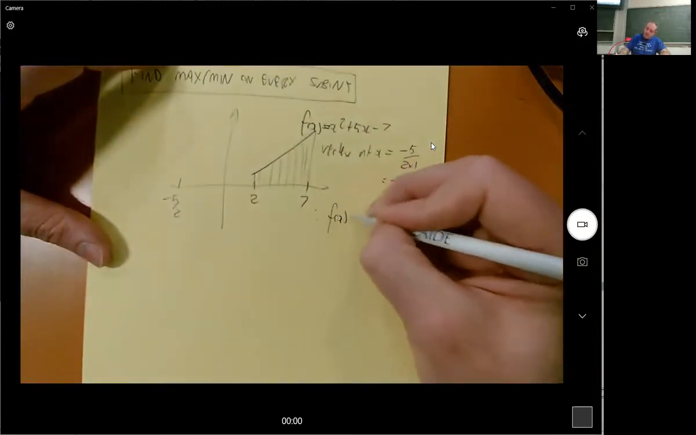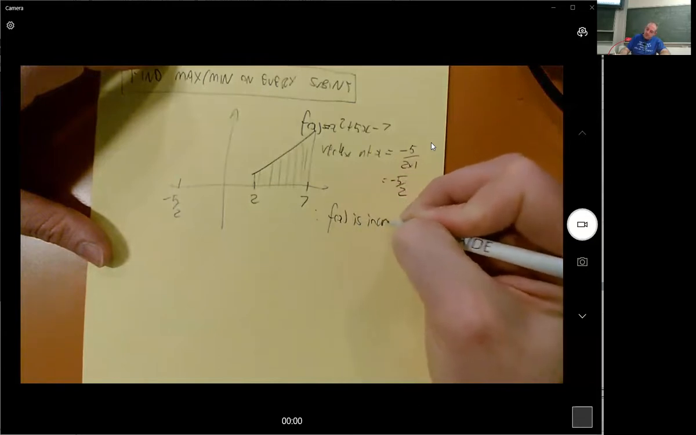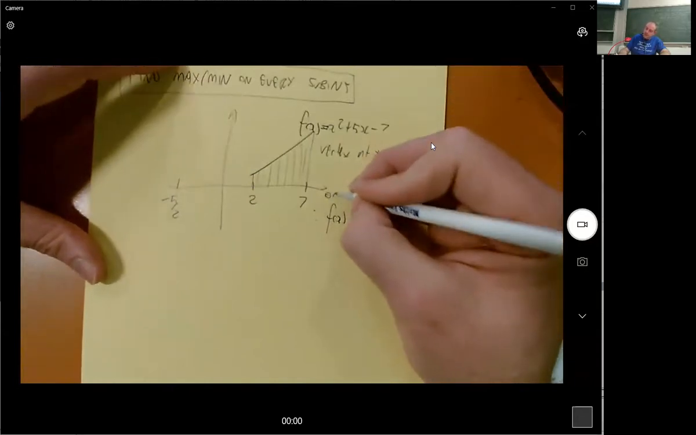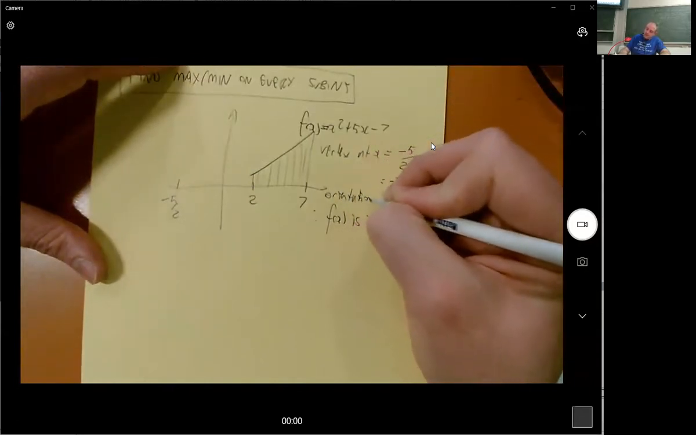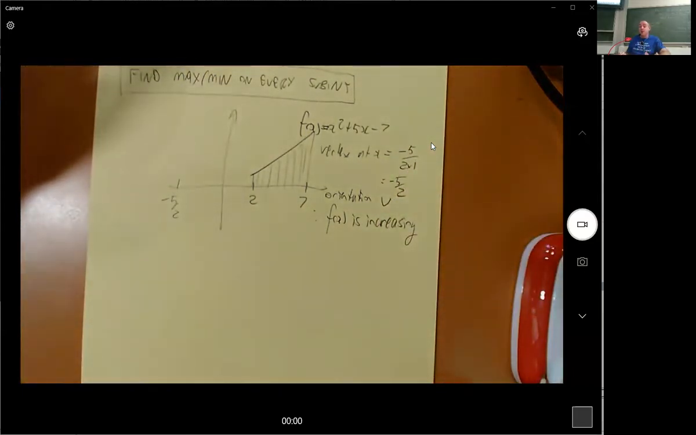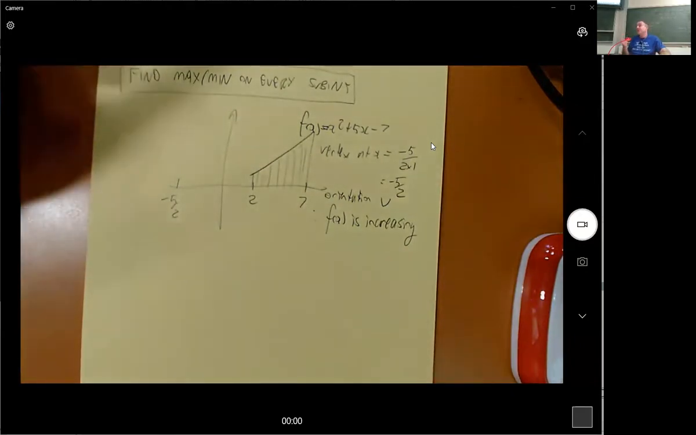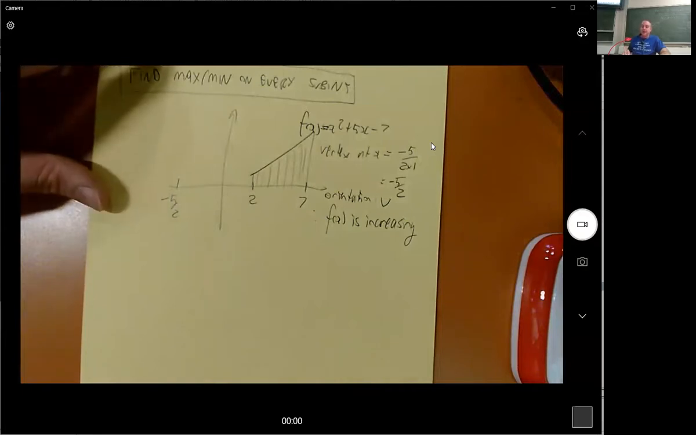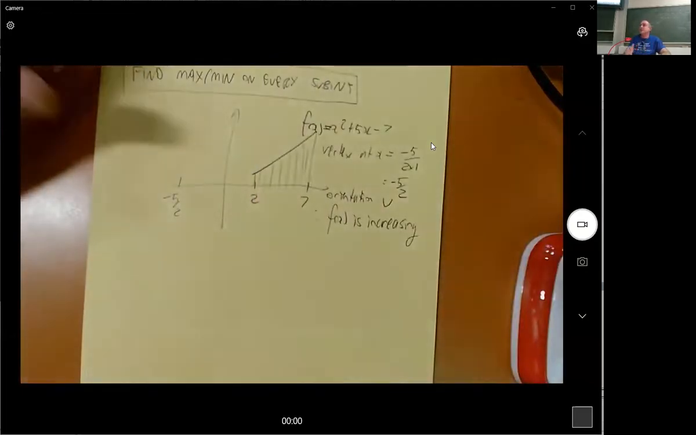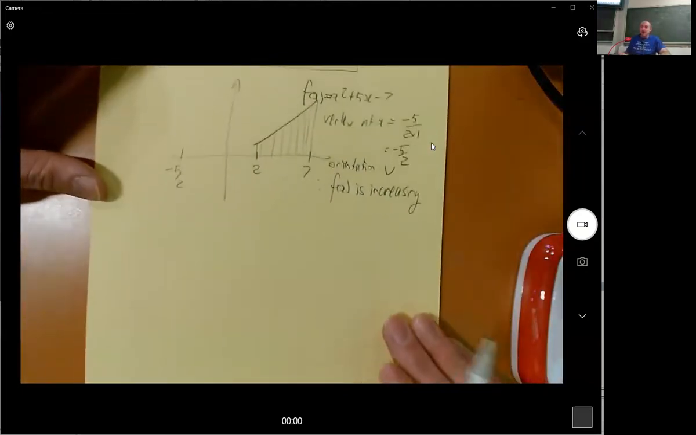Therefore, f of x is increasing. So the vertex is there and the orientation is this way up. Now you can use whatever method you like to figure out whether your function is increasing. Because it's a parabola, I know how to do it. If you have a machine that can graph it for you, you just graph it and then you'll know. If it's a straight line, it's even easier because you've got the slope. If my interval had been over this side, then it would have been decreasing, because it's down on this side, up on this side. So f of x is increasing.